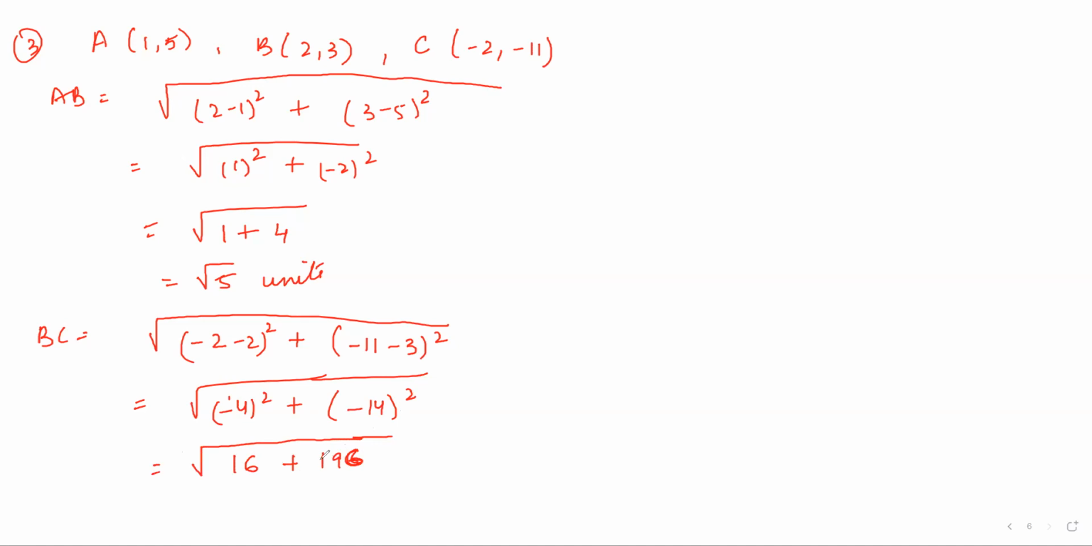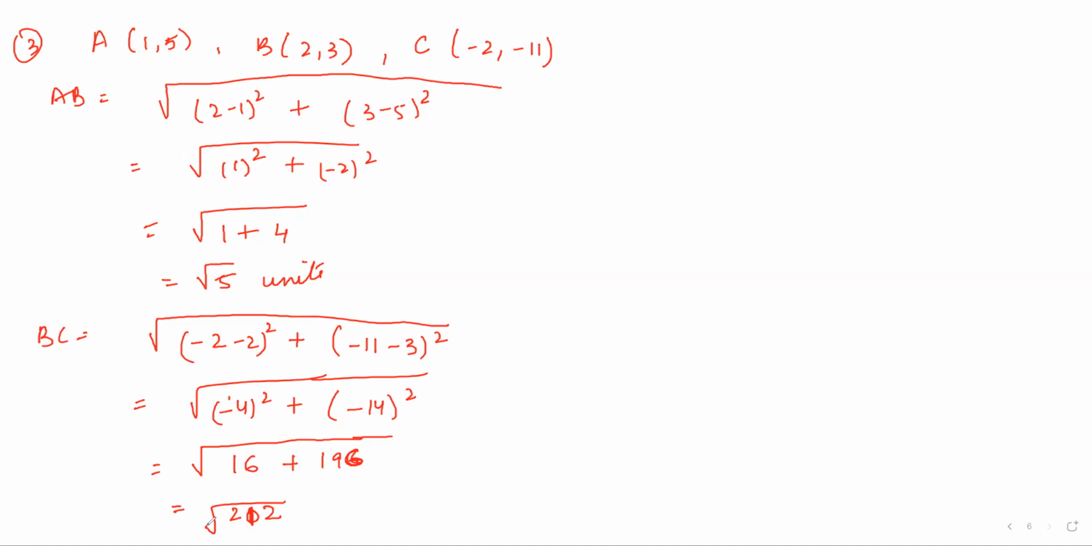So perfect squares, at least keep them on your tip. 14 square is 196. On adding it you will get what? 6 and 6 is 12, then 0 and 2 is 2, so 212. So 2 and 2, right? Under root 212 units.